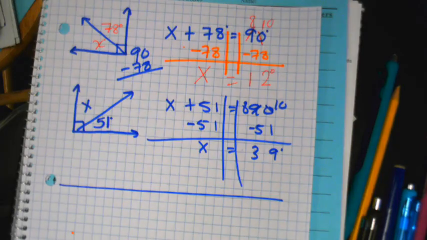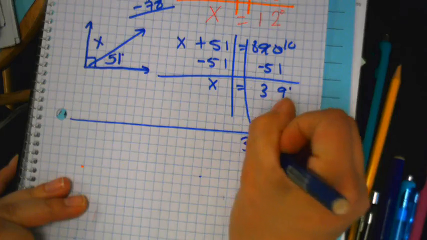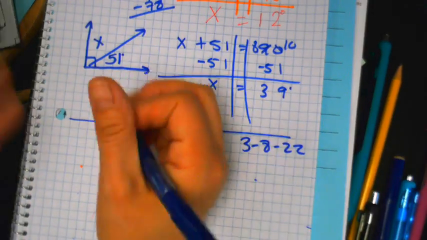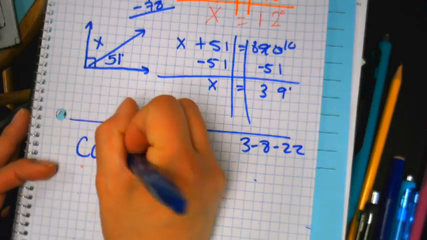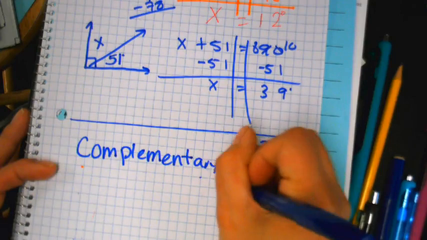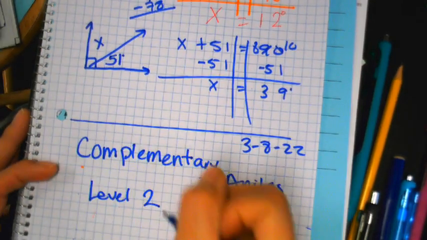Okay. So today's date is 3/8/22, and we're going to be doing complementary angles level 2. Okay?